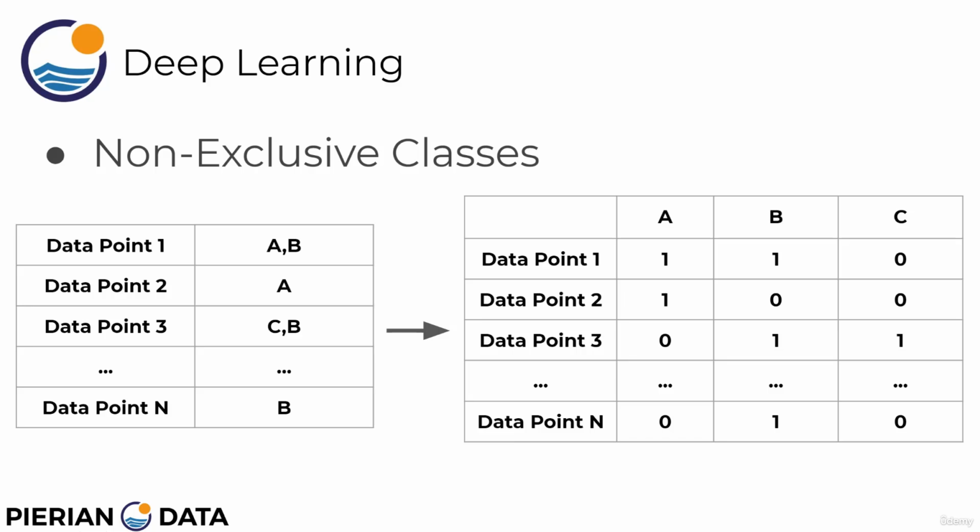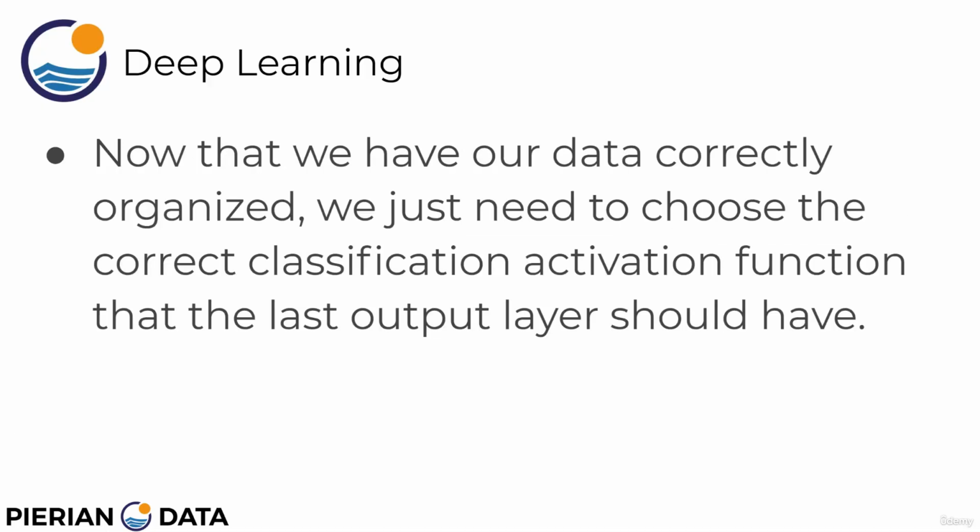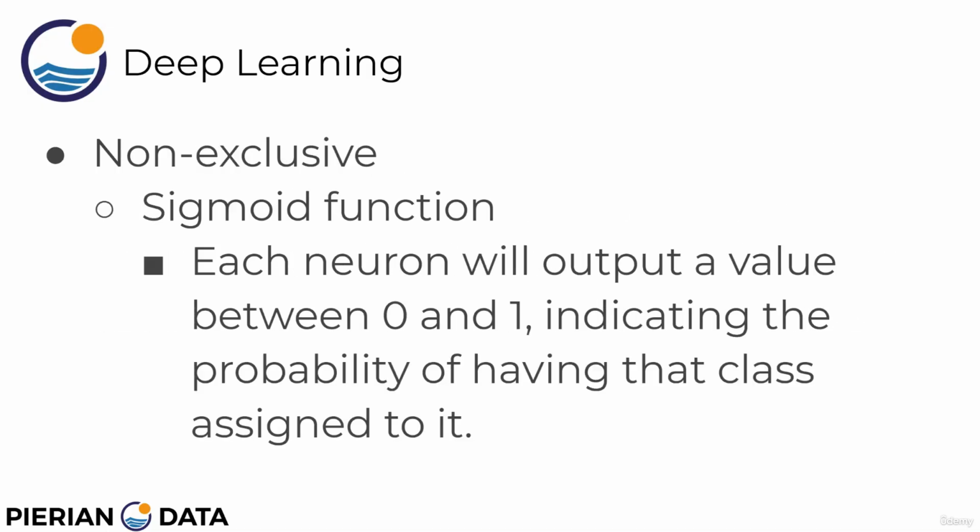Essentially showing that 1 means on and 0 is off. So now that we have data correctly organized, and we're going to be organizing data and one-hot encoding our data later when we're actually coding, all we need to do is choose the correct classification activation function that the last output layer should have. So if you're dealing with non-exclusive, then you can just use the sigmoid function because each neuron will output a value between 0 and 1, indicating the probability of having that class assigned to it.